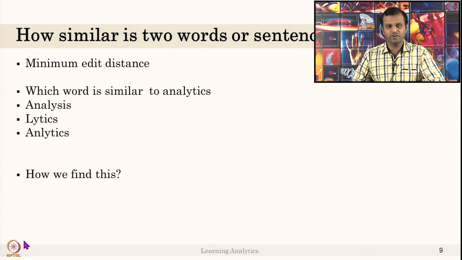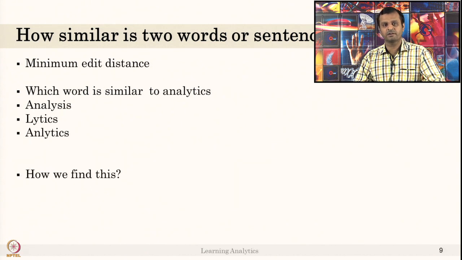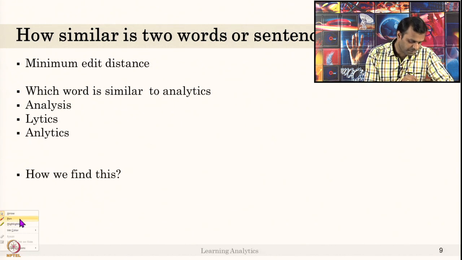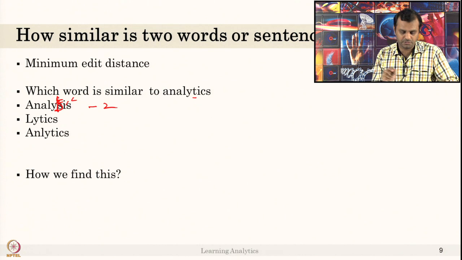Let's see how you find this. It's a simple rule: you apply operators like insert, delete, and substitute, and that is how the similarity is identified. Let's look at the example again. Here, "analy" I'm inserting, then I'm replacing this letter, substituting S with a T. That's called substitute. And I'm inserting the letter C. So I did one substitute and one insert. So two operations are needed, so the minimum edit distance is two.